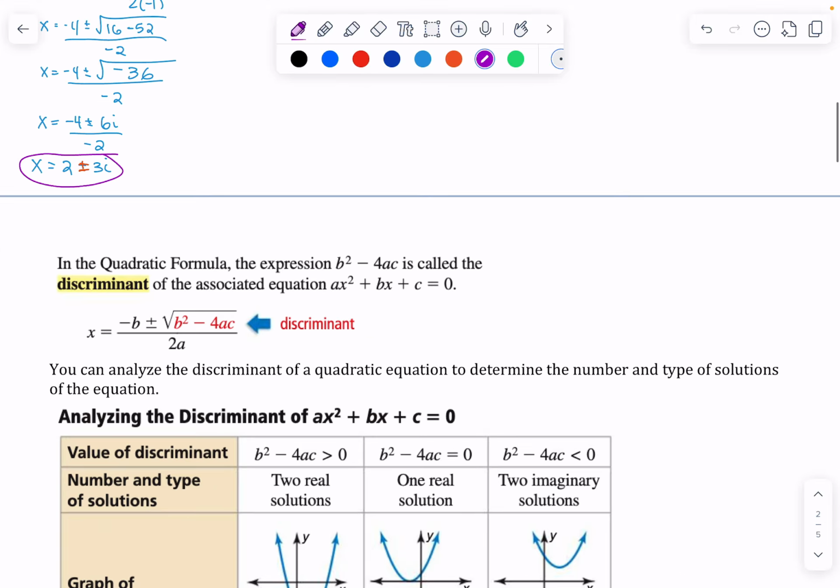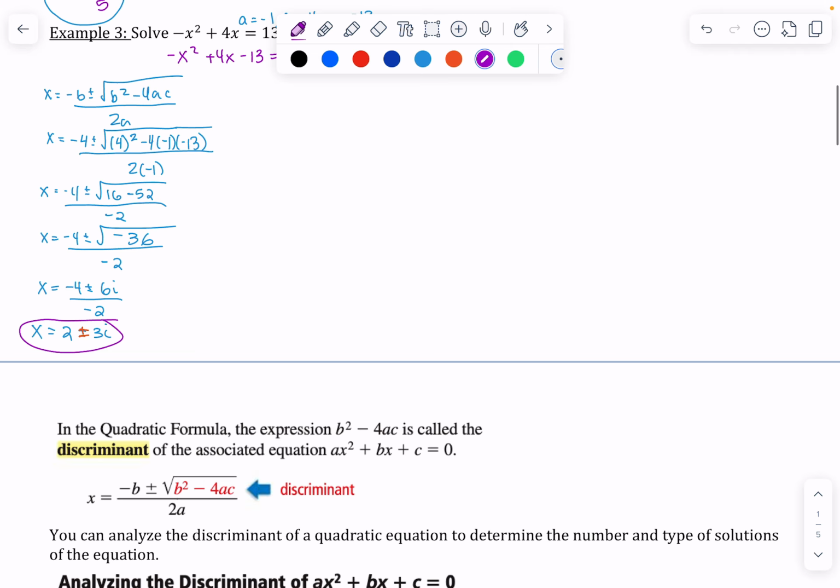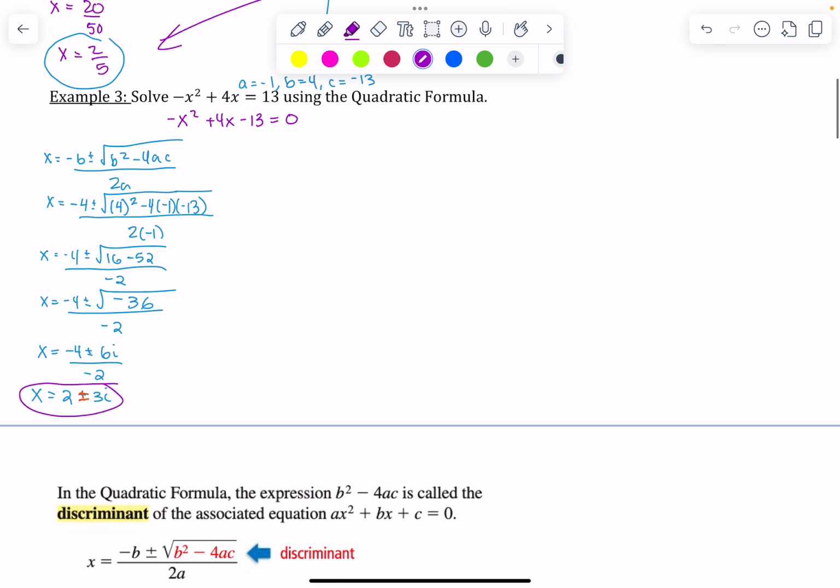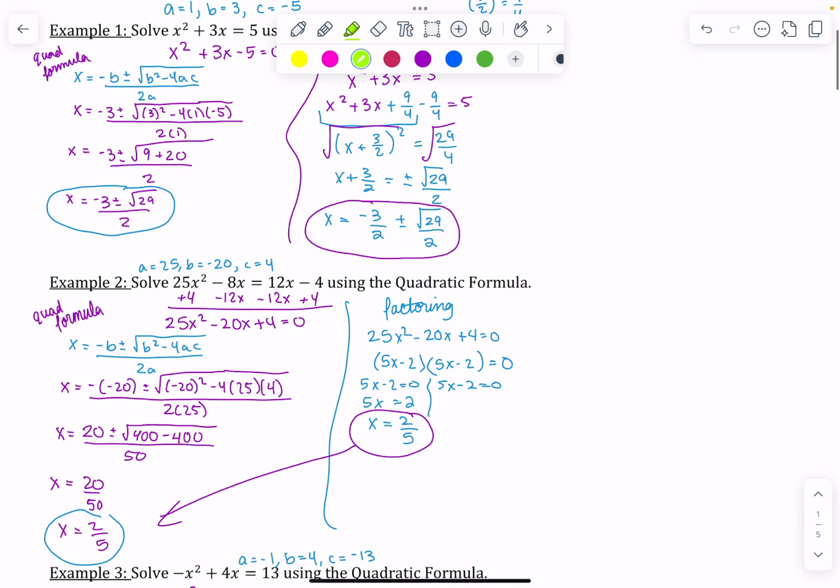Now, the part under the radical is going to tell us right away, or maybe not right away, but definitely after we simplify the part under the radical, whether we're going to have real solutions or imaginary solutions. In this case, because we had a negative under the radical, we should have known that we're going to have i in our answer. Because we had a positive value under the radical here, we knew that we were going to get a real solution.